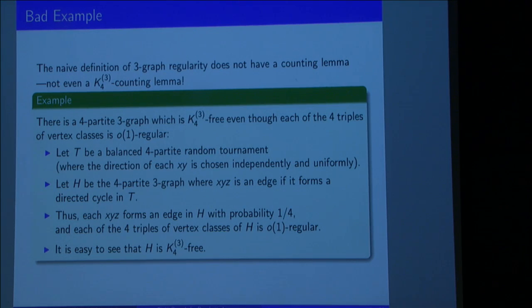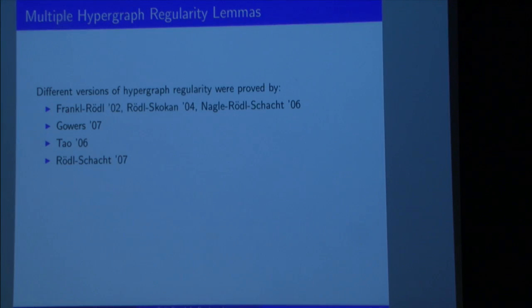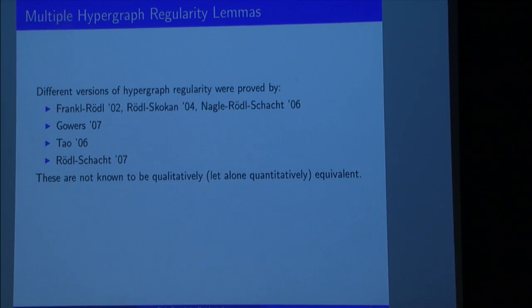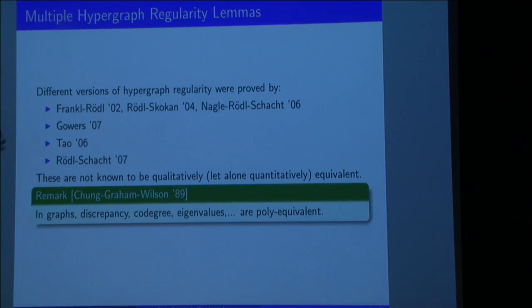So the bottom line of this frame is that the naive way to extend the definition of epsilon regularity to three uniform hypergraphs does not work, in the sense that it's not strong enough to have a counting lemma. Okay. So back to some history. About 20 years ago, and 20 years after Szemerédi and Frankl-Rödl, there were multiple versions of the hypergraph regularity lemma proved. Frankl and Rödl, as I said, proved the three graph regularity lemma, and this was extended by Rödl and Skokan, and then by Nagle, Rödl, and Schacht. Also, Gowers gave a quite different, more analytic version of the regularity lemma. Tao gave a more probabilistic version, and Rödl and Schacht gave yet another version. All of these versions can be called hypergraph regularity lemmas, but they are not equivalent. They are not known to be qualitatively or quantitatively equivalent. Some equivalences are known between some pairs of them, but not all of them.